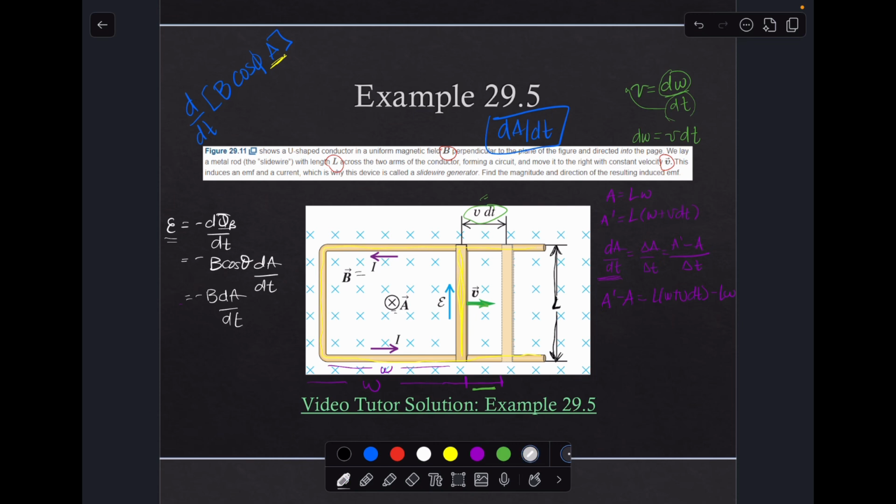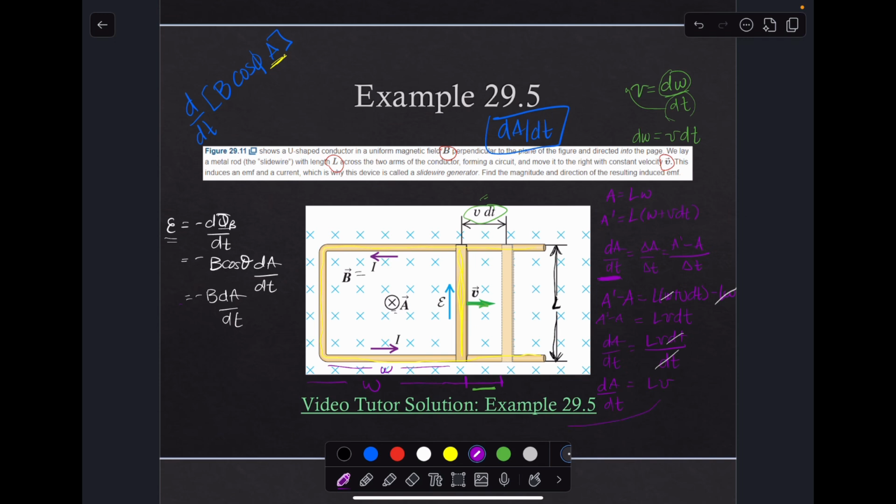Well, if I distribute everything, the LWs go away. And what I see is that the change in area is equal to LV dt. So that's A prime minus A. Well, let's plug that into dA/dt. Then for dA/dt, the numerator is going to be LV dt, the denominator is dt, and now those dt's are going to go away. And what I see is that the change in area with respect to time is simply equal to LV.